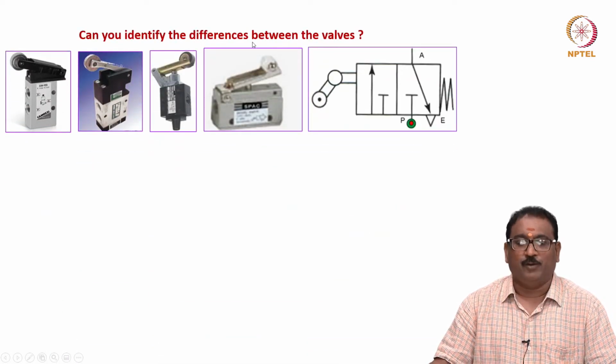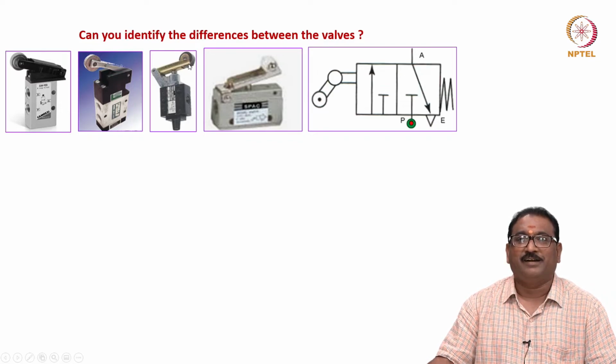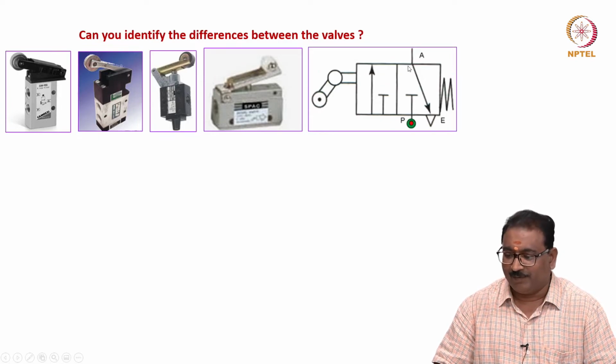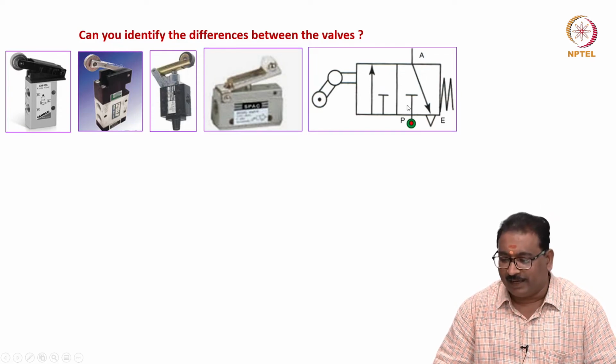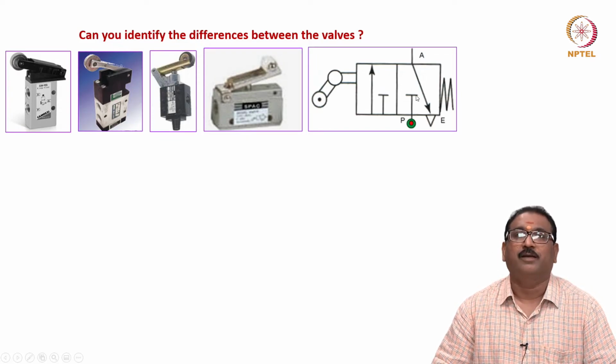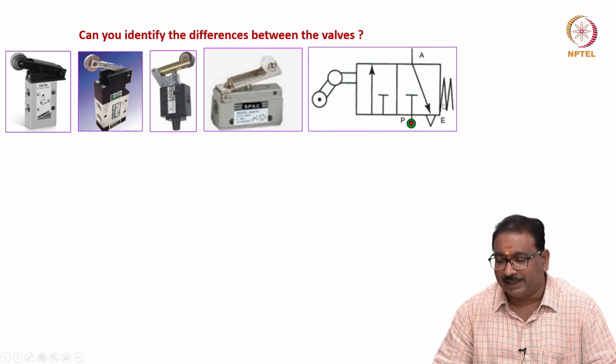Can you please identify the difference between these valves? You have seen this already in the direction control valve chapter. What is this? How many ports are there? P port is there, A port is there, E port is there. In the null position, the P port is blocked, meaning it is a 3/2 direction control valve. The spring centered pressure port is blocked.